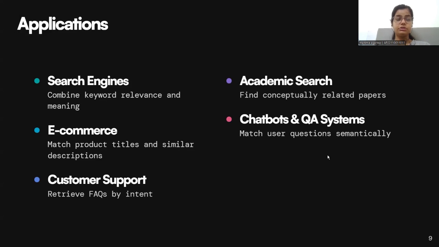So hybrid search is not just theoretical, it is also used everywhere. Like in search engines, it combines keyword relevance and meaning. In e-commerce, it matches product titles and similar descriptions. In customer support, it retrieves facts and queries by intent. In academic search, it finds conceptually related papers. In chatbots and QA systems, it matches user queries and questions semantically.